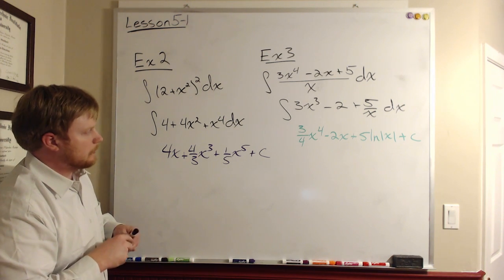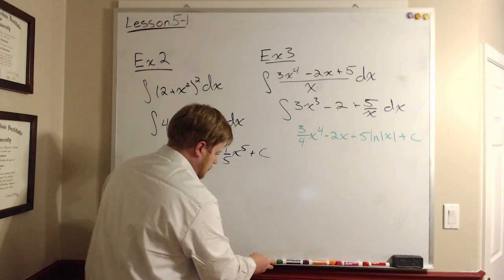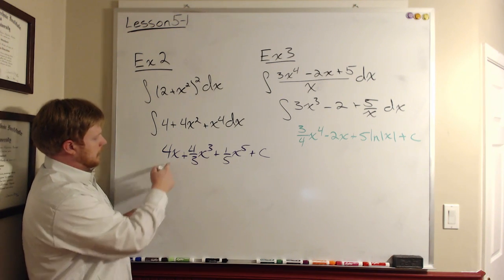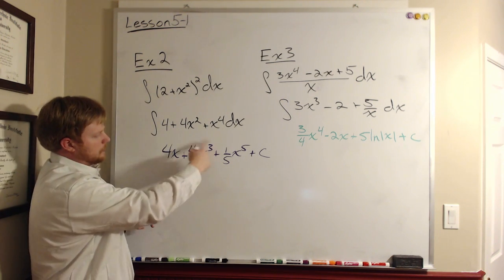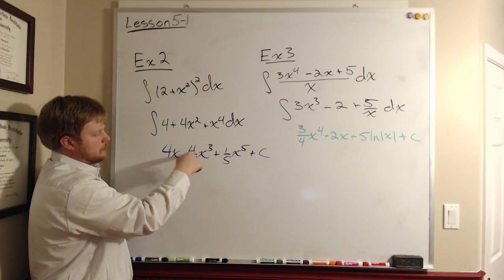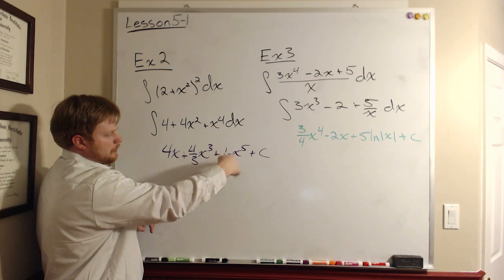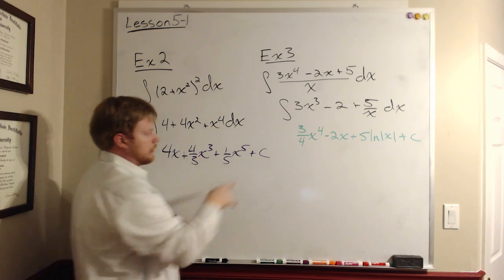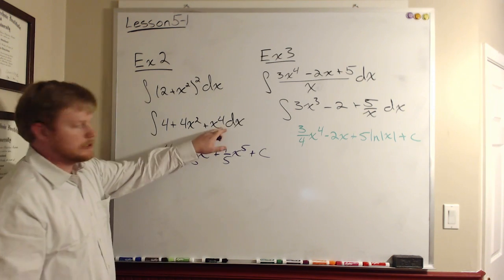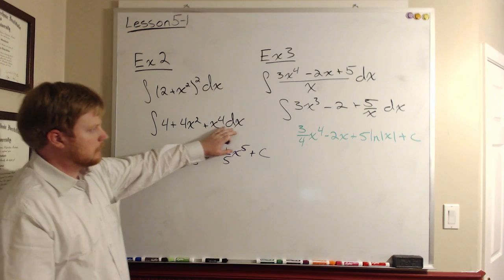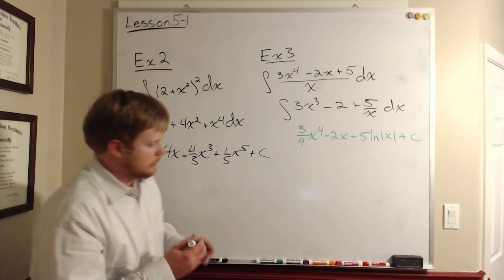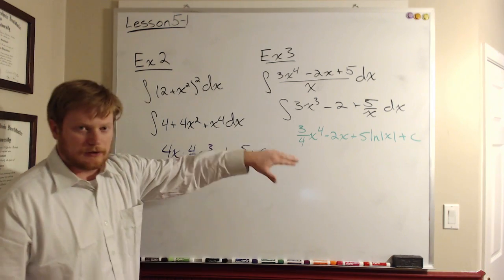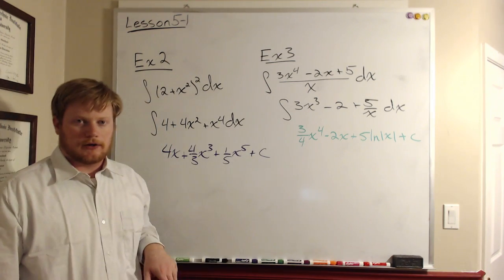Okay. Now remember, you can always go back and check these simply by taking the derivative. And we could do that in our head, right? The derivative of 4x is 4. The derivative of 4/3 x cubed is 4x squared. The derivative of 1/5 x to the 5 is 1 times x to the 4th. And the derivative of a constant is 0, so it disappears. Okay. And you can do the same thing here, checking your work by taking the derivative of the antiderivative and seeing if you get the integrand.